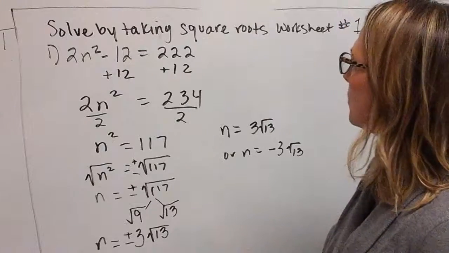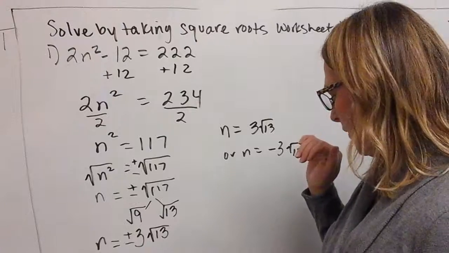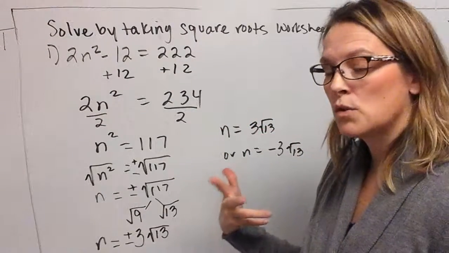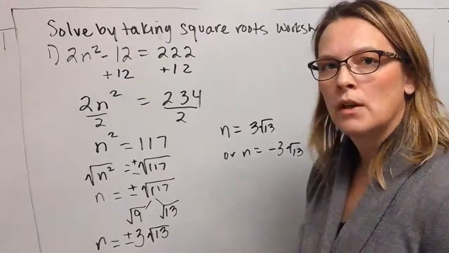That's how you solve by taking square roots of both sides. Something to look out for is when you don't have a linear term. That's a good time to use solve by taking square roots. And make sure that you use inverse operations to isolate your squared term in order to solve.